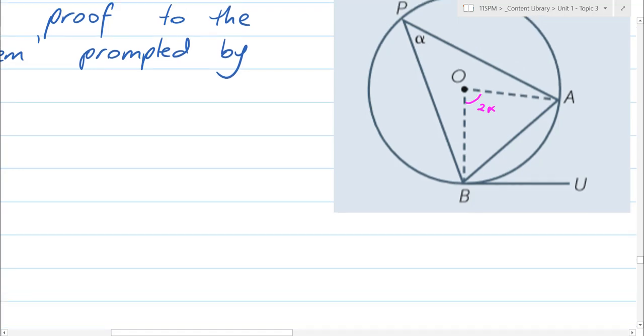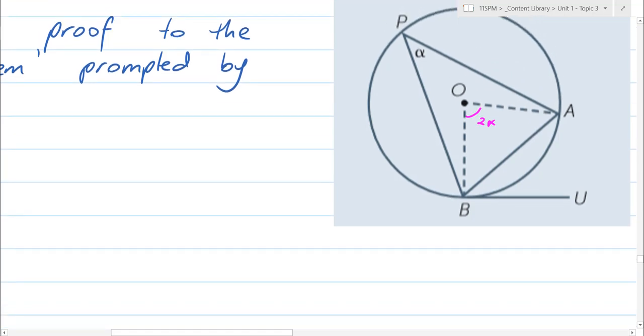Okay, good. So that's one of our theorems. Is that theorem 1? I can't remember which one that was. So we've got 2 alpha. What else do we know? Which one's the right angle? OBU is the right angle. Good. So that's definitely a right angle. What else do we know? No, that's what we're trying to prove. We want to show that this equals alpha. Then we're proving the alternate angle theorem. What else do we know?